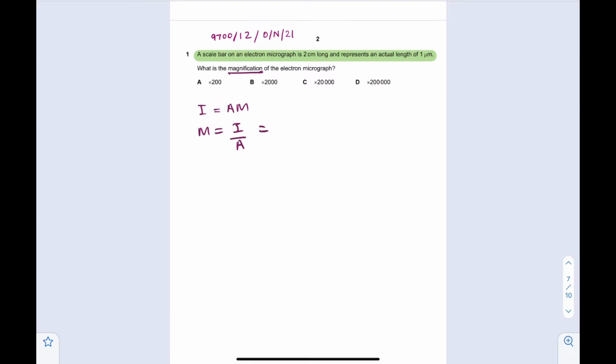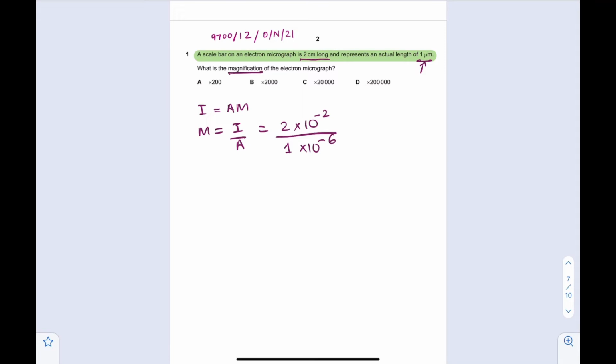Now, the image length they have given as 2 centimeters long. We will convert that into meters by dividing it by 100. 100 has 2 zeros, hence minus 2. And the actual length is 1 micrometer. Now note, this is the symbol for micro. It looks like this. This is micrometer. It does not look like this. It looks like this. Alright? And it has 1, right? So 1 into 10 power minus 6.